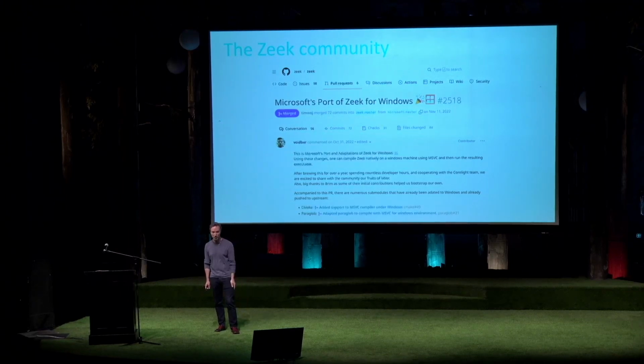So kudos to Microsoft. We all thought that was incredible, and that is a continuing relationship. They're doing more stuff now with it. Very exciting.